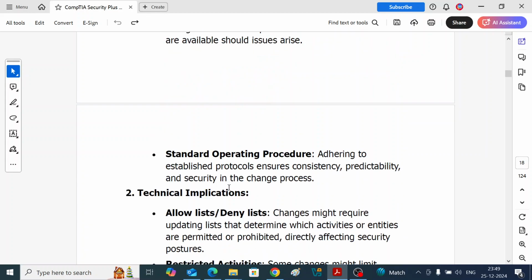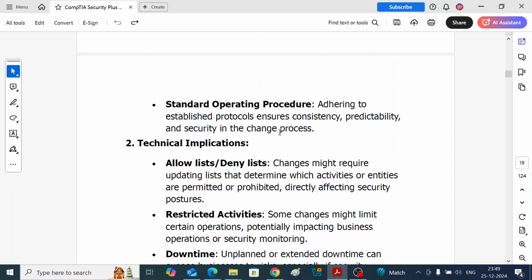So all right, standard operating procedure, SOP as we also call it. Adhering to established protocols ensures consistency, predictability, and security in the change process. So standard operating procedures. Any change, any process is first written. I mean, we have an SOP written for that.